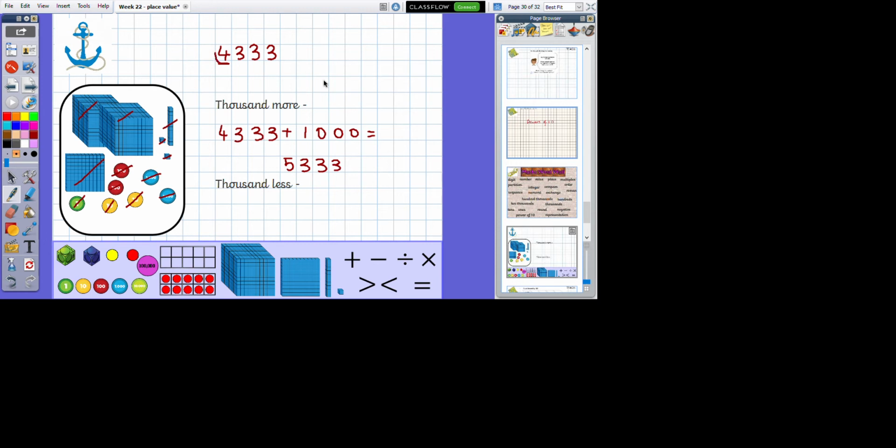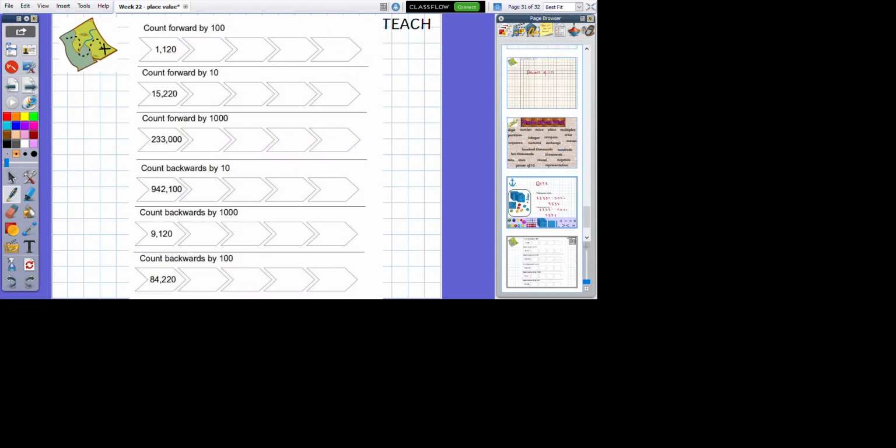Again, I'm going to continue looking at my thousands number. I'm going to do 4,000 even, 333, subtract 1,000 because I'm thinking about less, so that means subtract, doesn't it? So if I take 1,000 off 4,000, that leaves me with 3,000, and then for this example, my hundreds, tens, and ones will stay the same. Okay, so 1,000 less is 3,333.